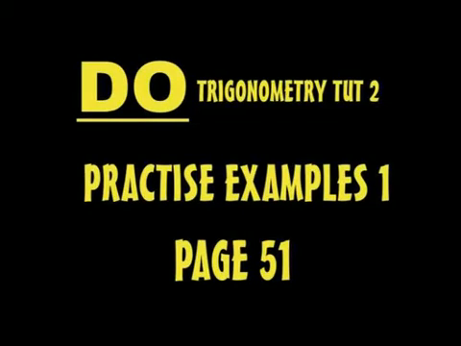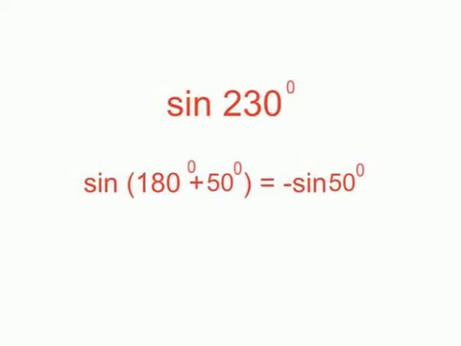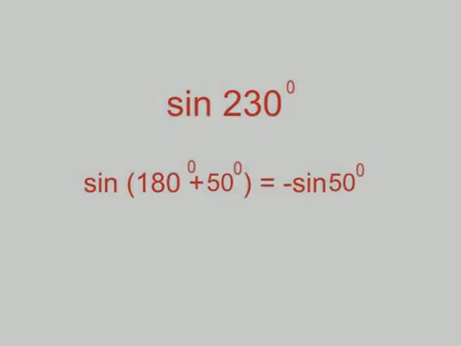I want you to have a go at the following exercise. I do not want you to use your calculator. All you need to do is take the big angle and reduce it to an acute angle. For example, sine of 230 degrees is going to equal sine of 180 degrees plus 50 degrees, which is equal to negative sine 50 degrees. That is the answer I am looking for. You do not need to go any further. Press pause on your DVD player, and when you return, we'll go through it together.